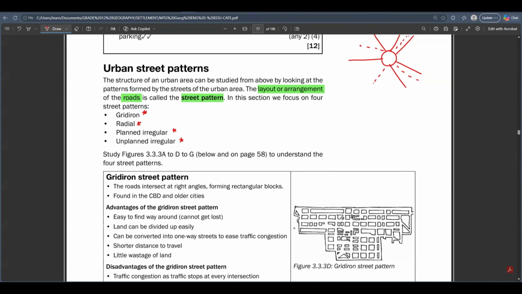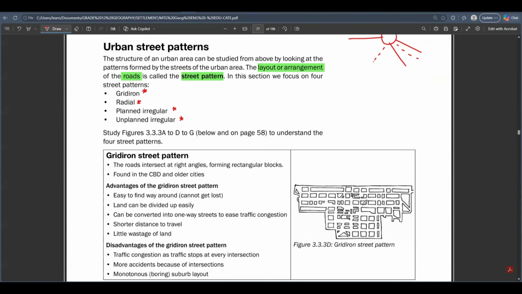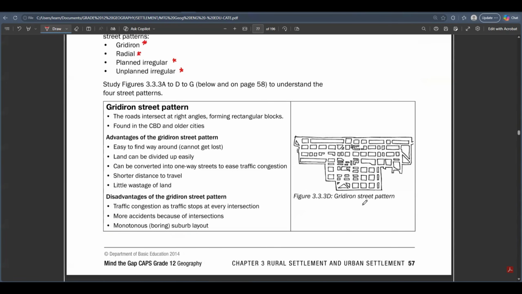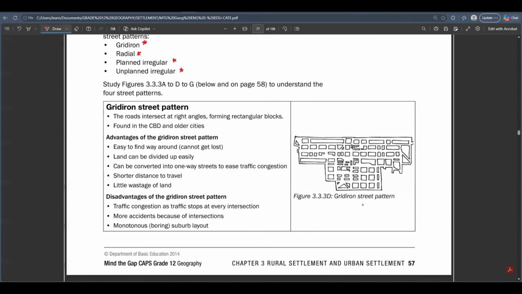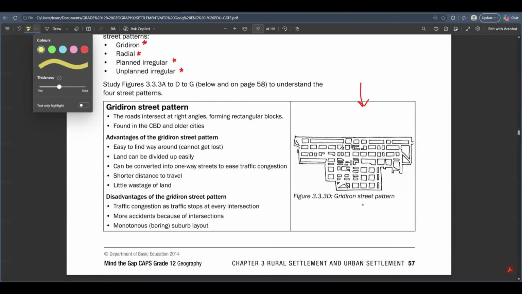So now let us study them one by one and look at how the streets are arranged. We are going to start with the gridiron street pattern. First of all, before we even explain it in words, this is how the gridiron street pattern looks like. This is how the roads look. It's kind of weird, and it doesn't look beautiful. No offense intended, though.